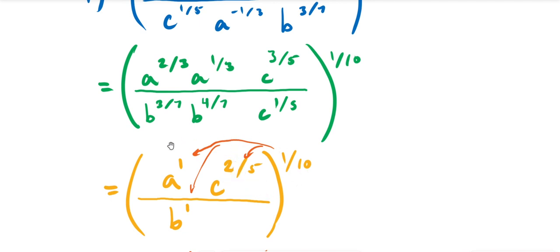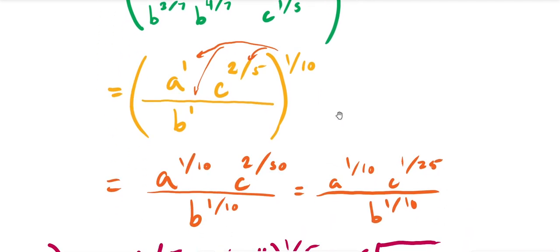Now we bring the 1/10 in and multiply them by all three of these exponents, and we get a to the 1/10, b to the 1/10, and c to the 2/50ths. 2/50ths reduces to 1/25th, and this is our final answer.